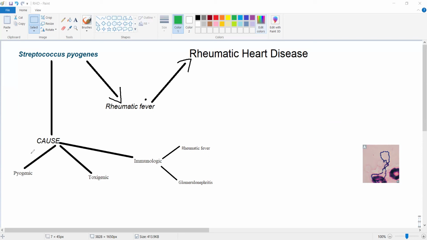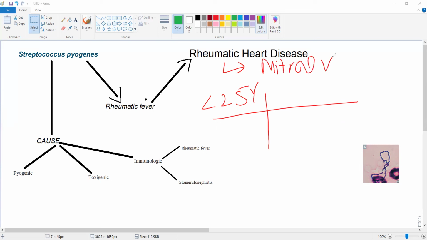Another important thing is the age of the patient. This is a general rule. If it is less than 25 years, which lesion is it? In rheumatic heart disease, the most common valve involved is the mitral valve.